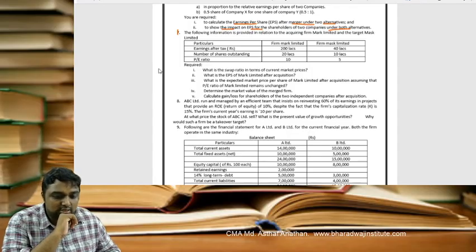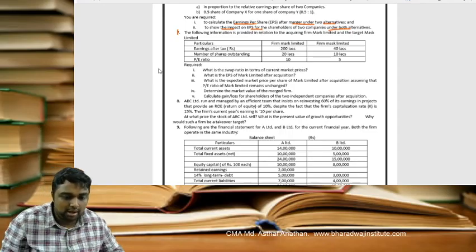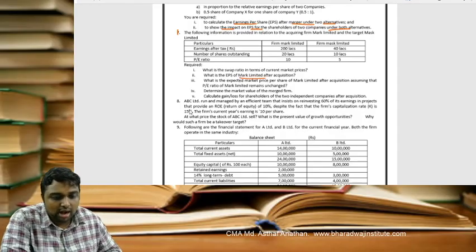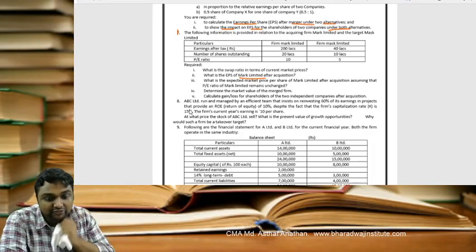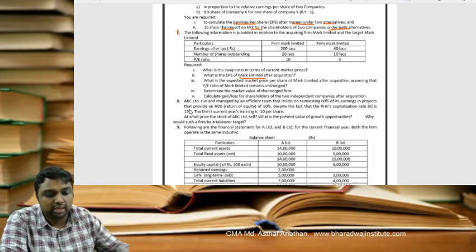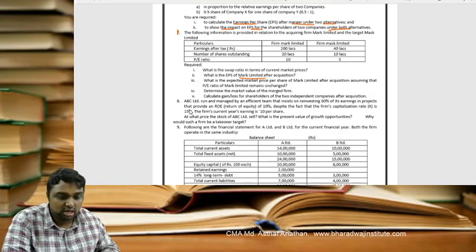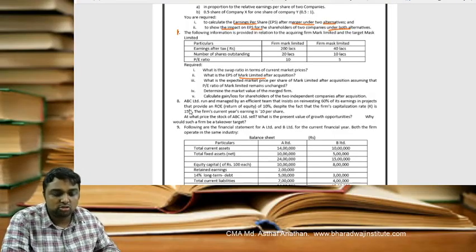What is the EPS of Mark Limited after acquisition? What is the expected market price of Mark Limited after acquisition? Assume that PE ratio remains unchanged. Determine the market value of the merged firm. Calculate gain or loss to the two independent companies after acquisition. Are you ready?